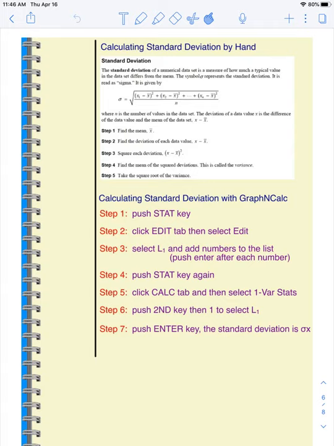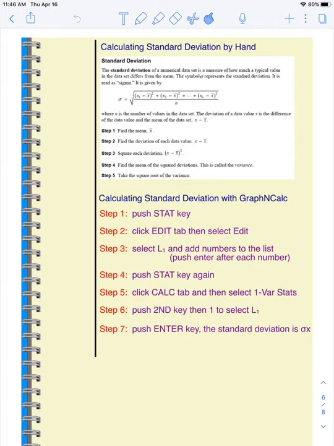So calculating standard deviation by hand. The standard deviation of a numerical data set is the measure of how a typical value in the data set differs from the mean. This was in our vocab for today. It's the average difference between any number in the data set and the mean.